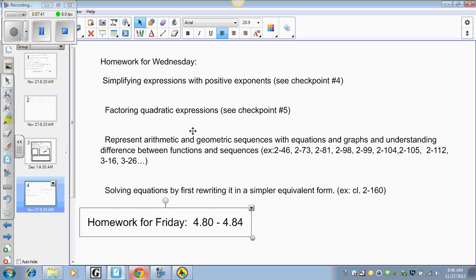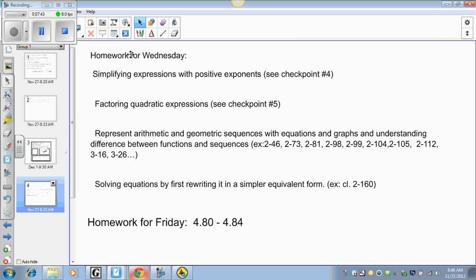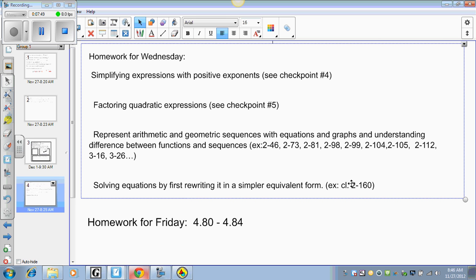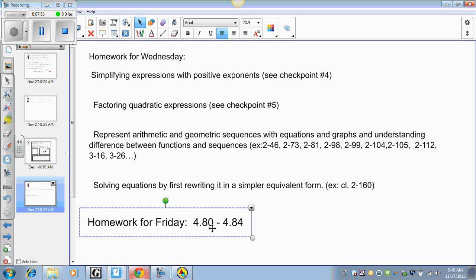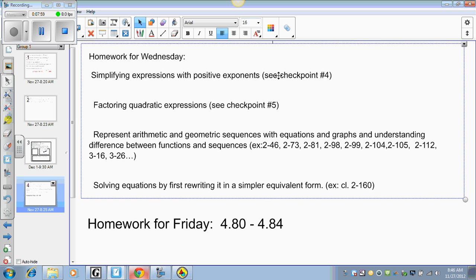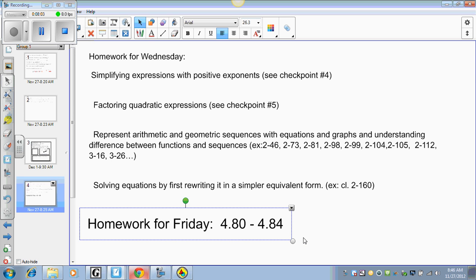And then for homework, for Wednesday, you know you have your individual tests. So I want you to work on checkpoints 4 and 5 and these problems that I listed on the Moodle site, and they're listed again here. Then for Friday, your homework is these 4 problems, so you can spend the remainder of class studying for the individual test that is coming up on Wednesday and working on homework for Friday. I'll see you Wednesday.